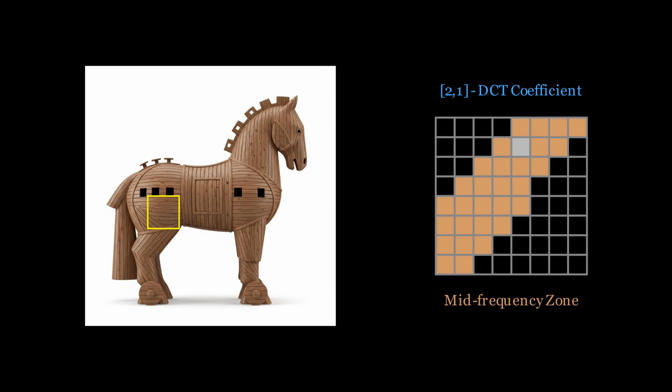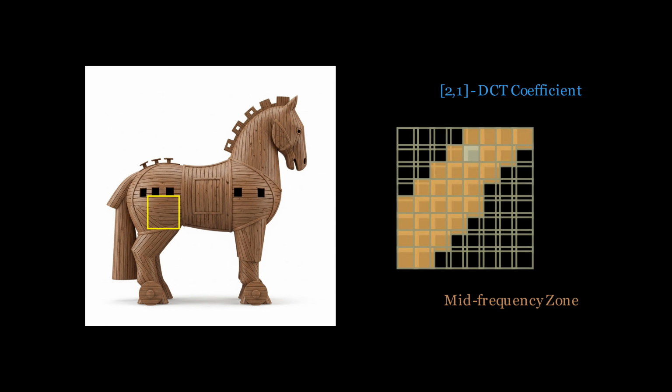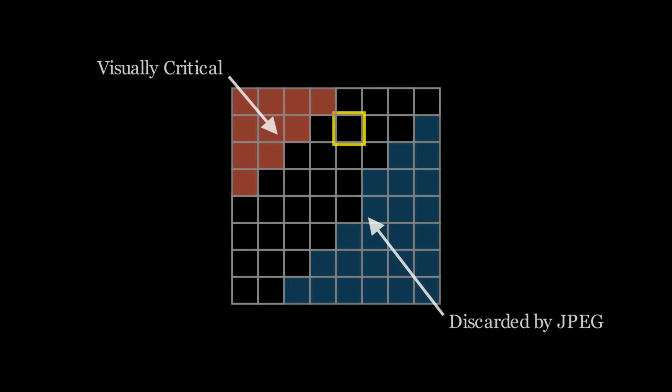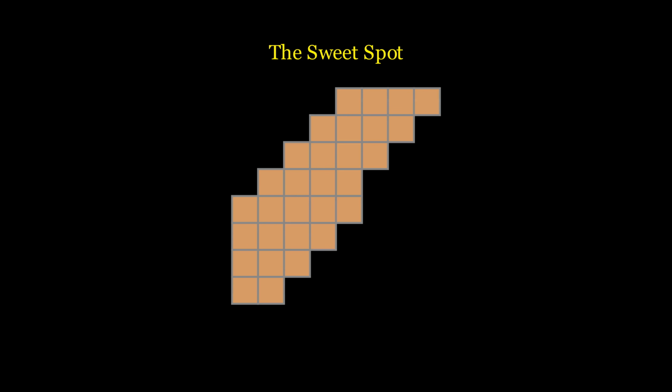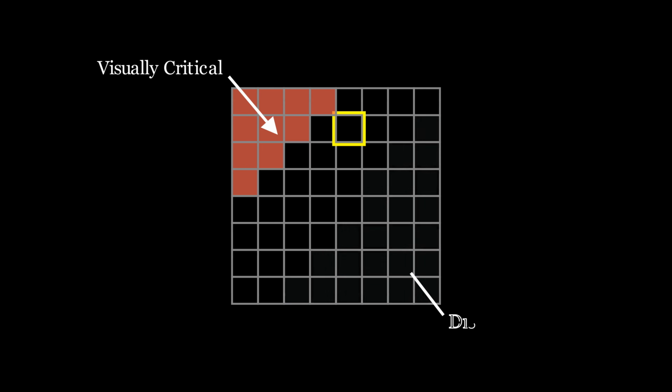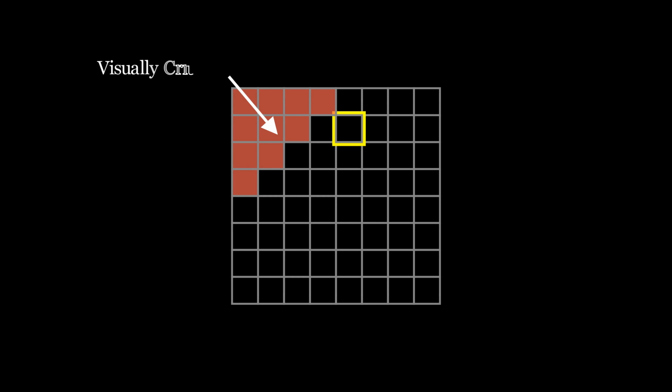This position sits in what's called the mid-frequency band. It's far enough from the DC coefficient at the top left to avoid visually critical data, but not so far that JPEG's quantization process will discard it. It's a sweet spot that researchers found balances invisibility with robustness. Different implementations might use slightly different positions, but they all target this same mid-frequency zone. The mechanism itself is elegantly simple.